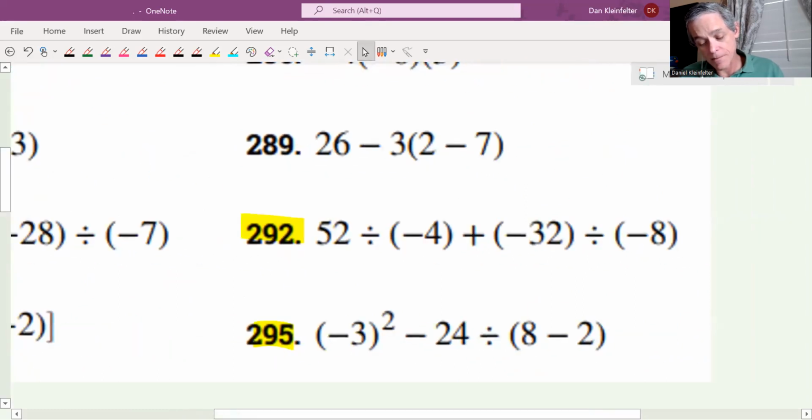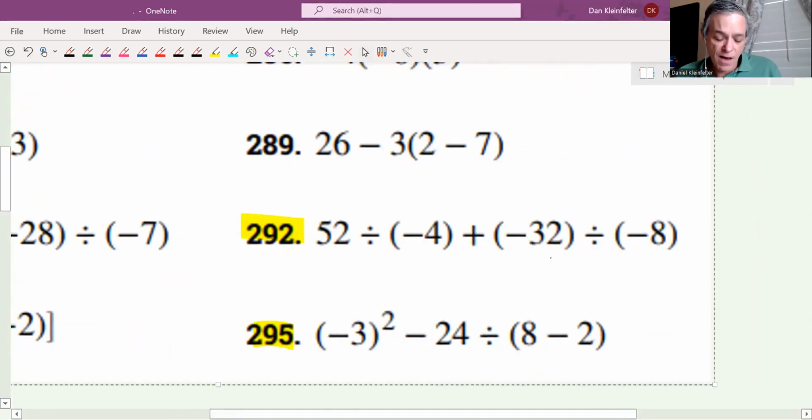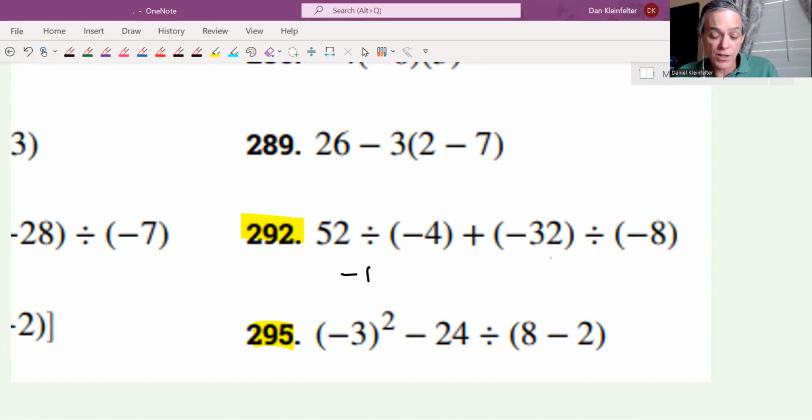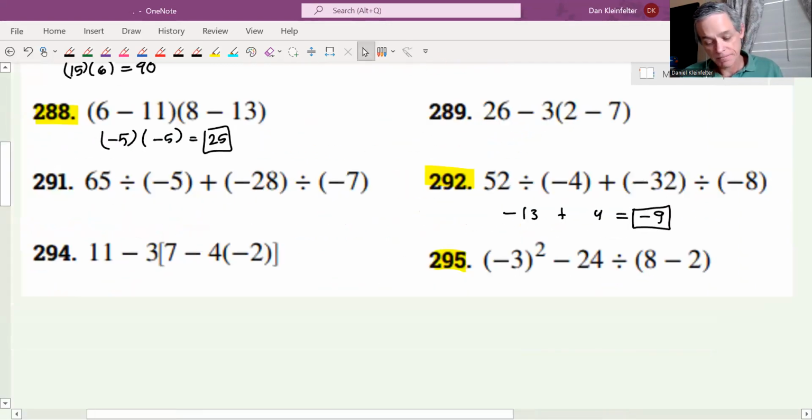A couple more examples. In 292, we have a division plus another division. 52 divided by negative 4, that's a positive divided by a negative. That will be negative, and then 52 divided by 4 is 13. Negative 32 divided by negative 8, a negative divided by a negative is going to be positive, and here it's 4. Negative 13 plus 4 is negative 9. That's the end of that.